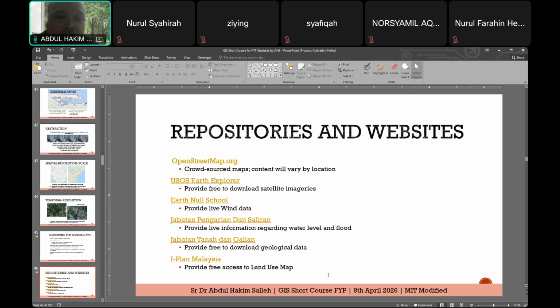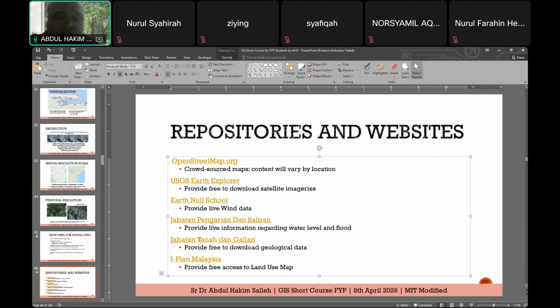Next is the Earth Now School. It provides you with live wind data. It's very interesting, but it is not downloadable. The data is not downloadable. The GPS also provides you with the live information regarding water level and flood. Okay, for those who wanted to study flood, you can take a look at GPS websites. It gives you an interactive map. Okay, that gives you this information, but you need to extract it yourself.